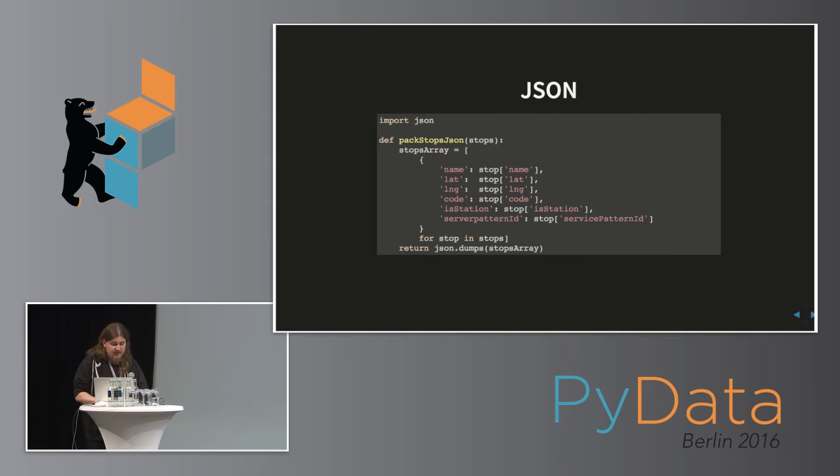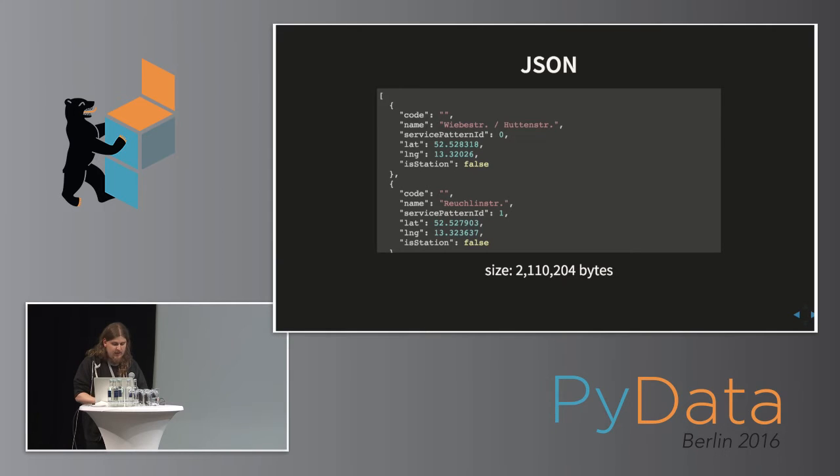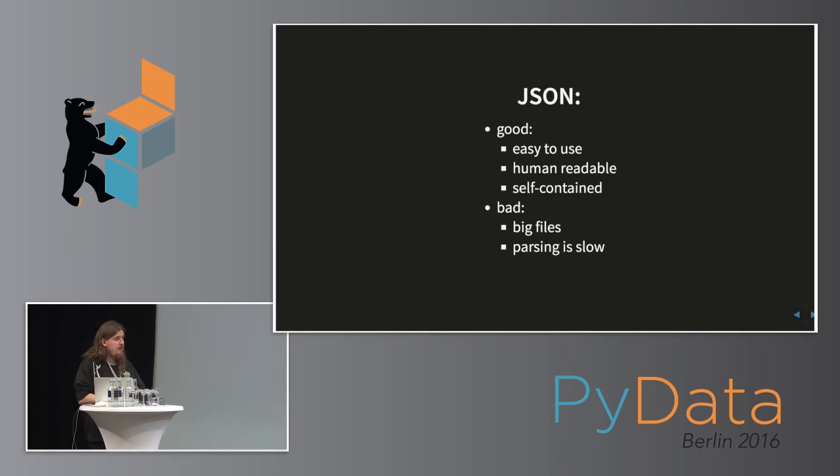So the problem with JSON is it's actually pretty big. For the stops, it's like 2 megabytes, and sure it would compress a little, but there's just a lot of stuff in there that keeps repeating, and it's sort of annoying. JSON is great because it's easy to use, it is human readable, so it's easy to debug. It's self-contained, meaning that if you look at a JSON file, you can figure out what these values mean. You don't need a separate guide that says this is the name of a stop, because you see that the structure is defined. So that's very convenient. The bad thing is that the files are pretty big.